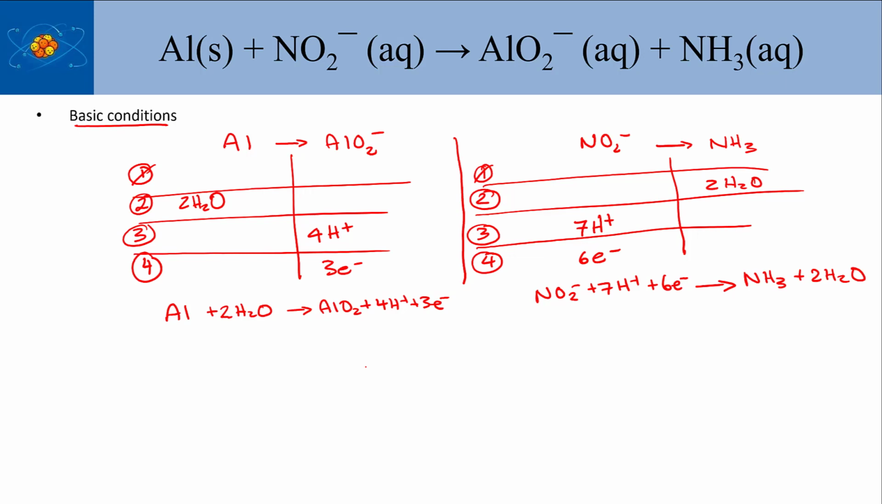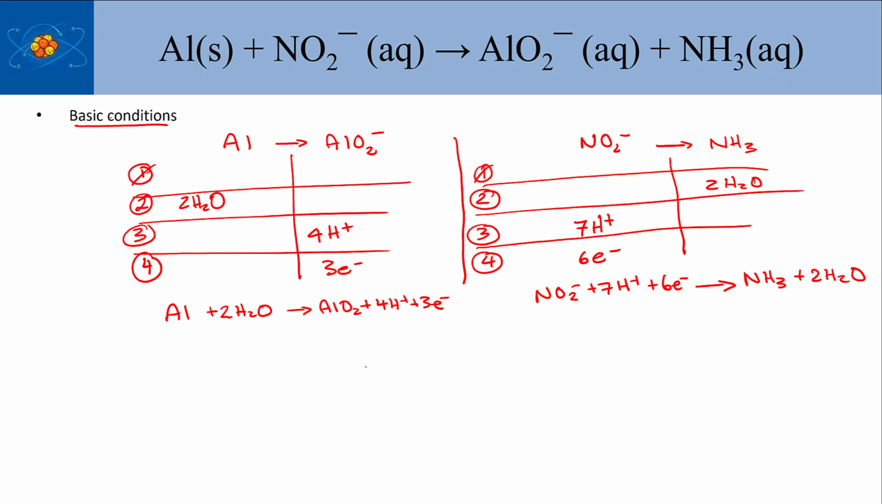Okay, so I partially worked this one out already. I did the steps, the 1, 2, 3, and 4. Again, step 1 gets skipped often, so I skipped it in this one. And then I added my waters to balance my oxygens. Then I added my hydrogens to balance my hydrogens, my H pluses. And then I added electrons to balance charge.